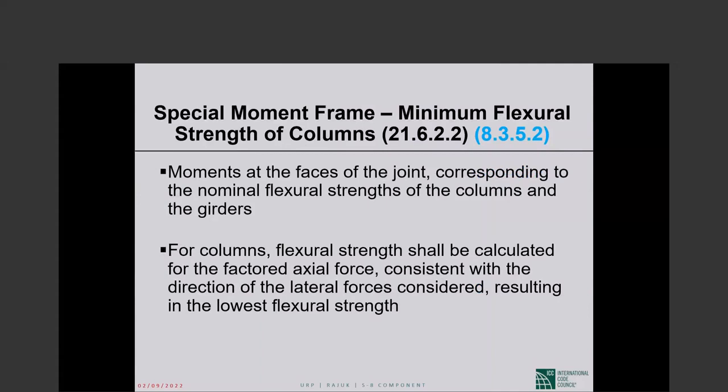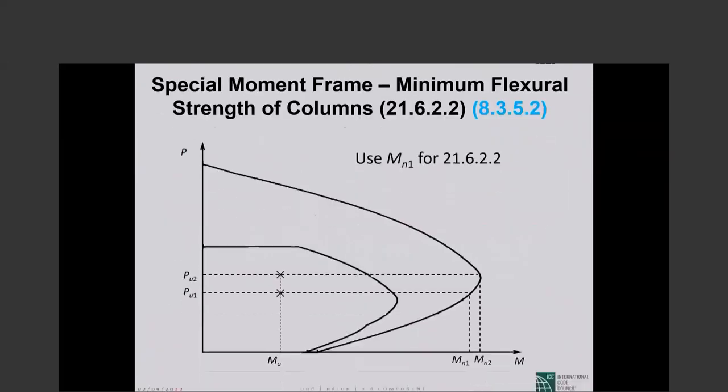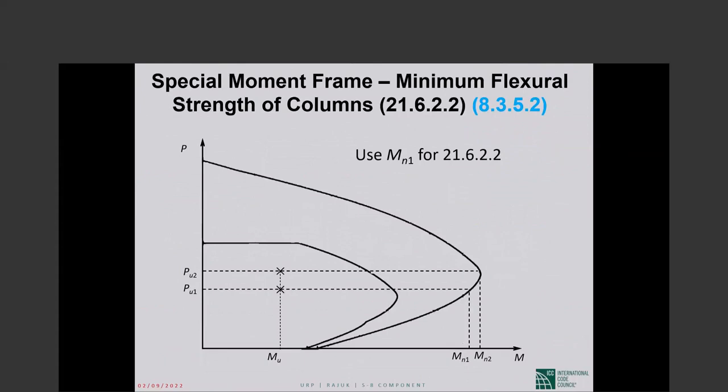Okay, this is important because there was a time when we used to do that check with design moment strengths, and it used to be at the center line of the joint. Yeah, so nominal moment strengths and at the faces of the members. For columns, this is also important. So strong column, weak beam. The columns have to be stronger than the beams.